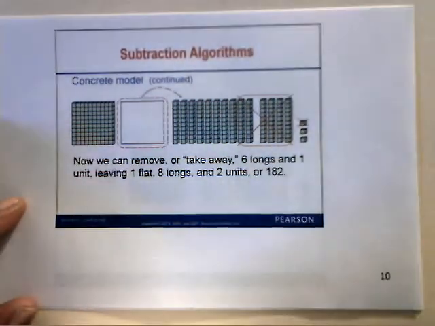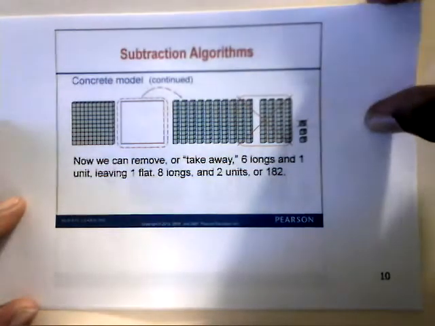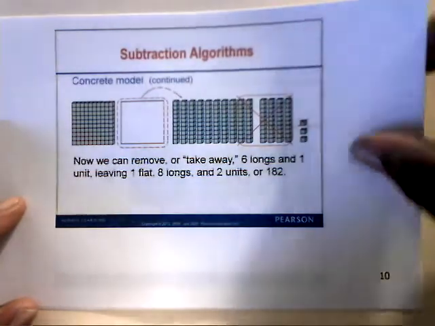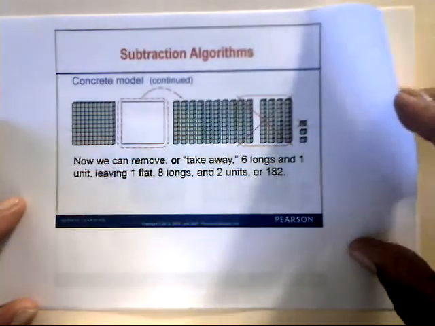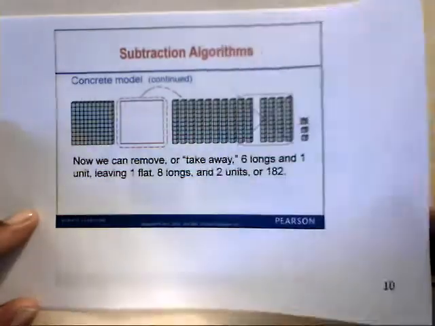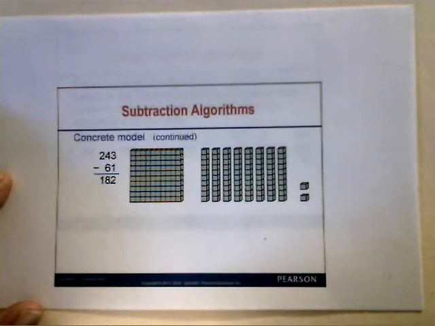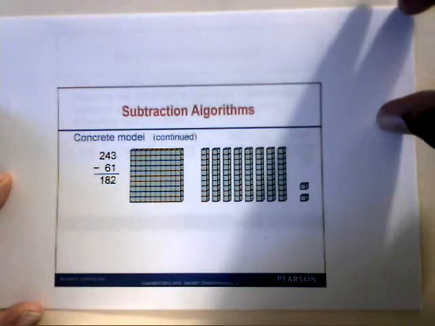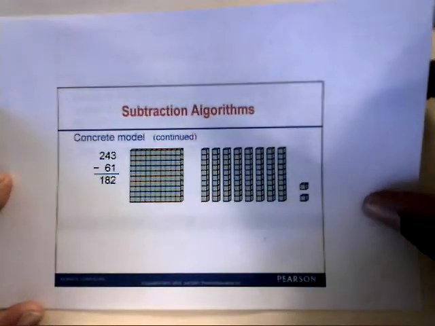So we can say here 243 minus 61 will give us 182 as our final answer. And that's using a concrete method. Okay, and that's just what I just mentioned here, as you can see.